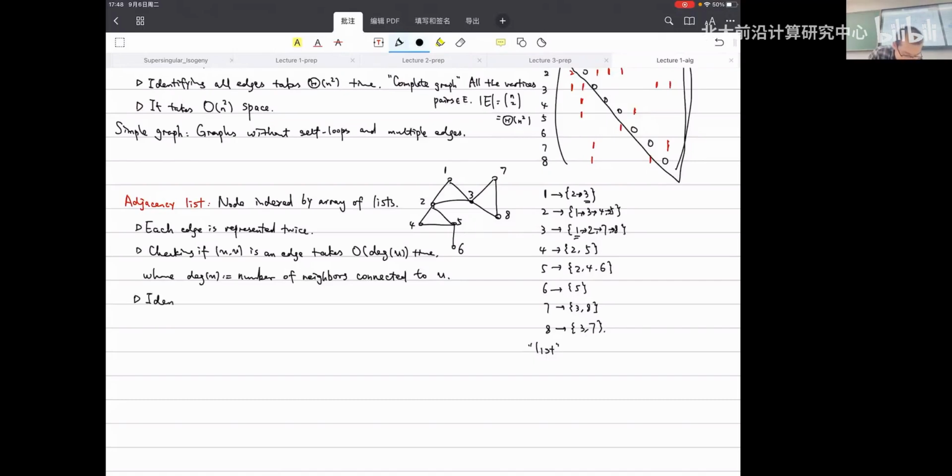So basically, identifying all edges takes O of m plus n time. We want to be a little bit cautious here. For instance, let's just talk about this graph, 4, 5, 6. This is also a graph, although this graph only has one edge.